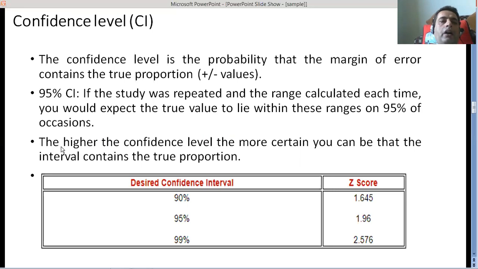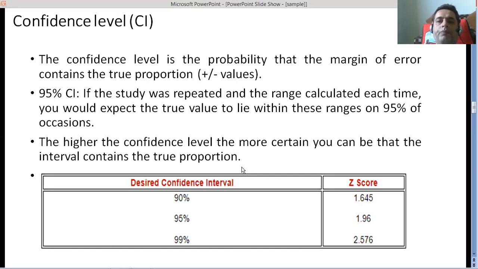The higher the confidence level, the more certain you can be that the interval contains the true proportion. If you increase the confidence level, it increases the chances that the true proportion or true prevalence of a particular condition would be in the interval given. The interval, for instance plus or minus 10, means from plus 10 to minus 10. So it is about 20%.